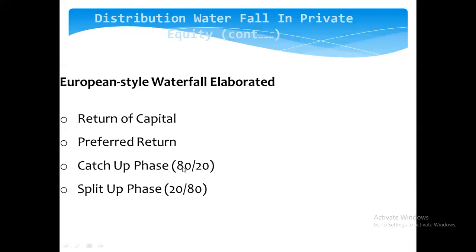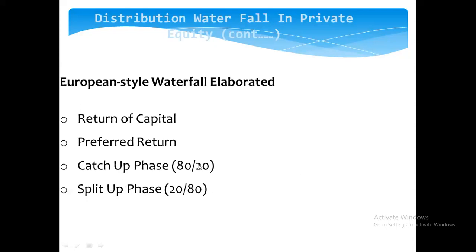Mostly what I've seen is 80% is paid to the GP and 20% would come to the LPs at this stage, because this is the first step for the GP after the LPs have already received their minimum returns. Don't think that we are giving 80% of everything. When we calculate this 80%, there would be a lot of restrictions, some limit, not on the total profit. You can learn more on this topic. It is very interesting and very important.